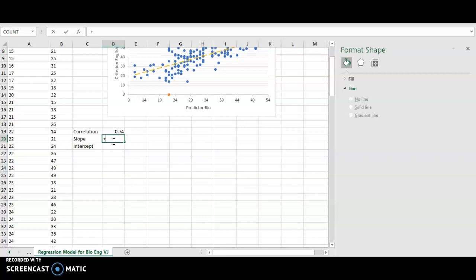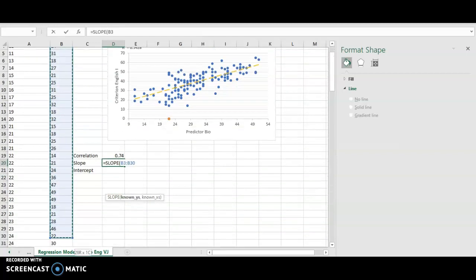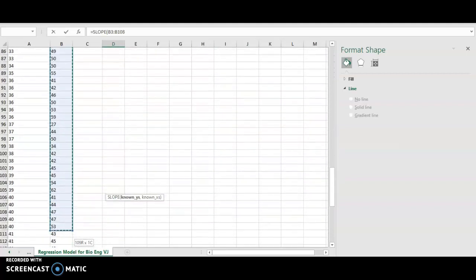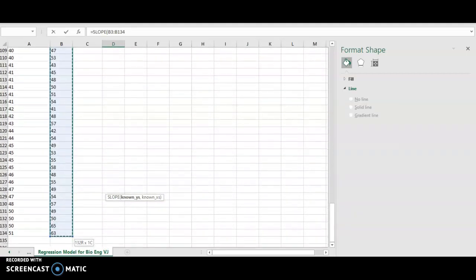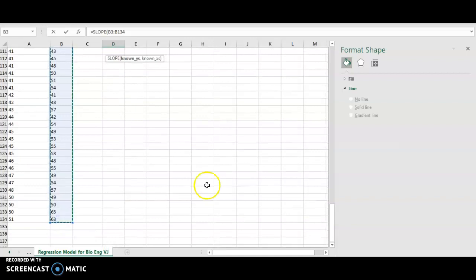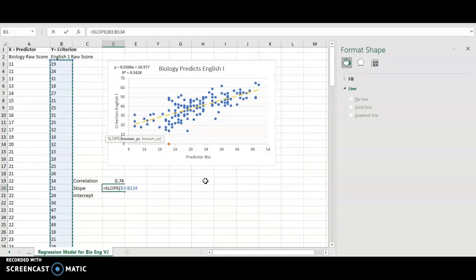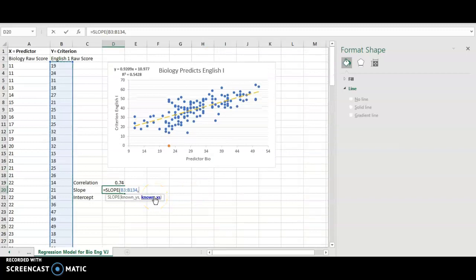So I already know what the slope is, but I'm going to get the Excel to do it for me. And this time I'm going to put my Y in first because Y over X is your slope. That's your rise. And then my X is going to be this data set right here.